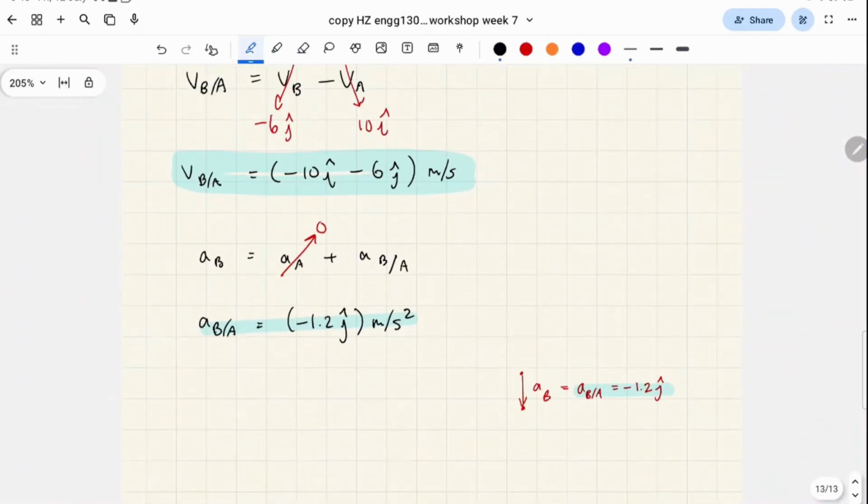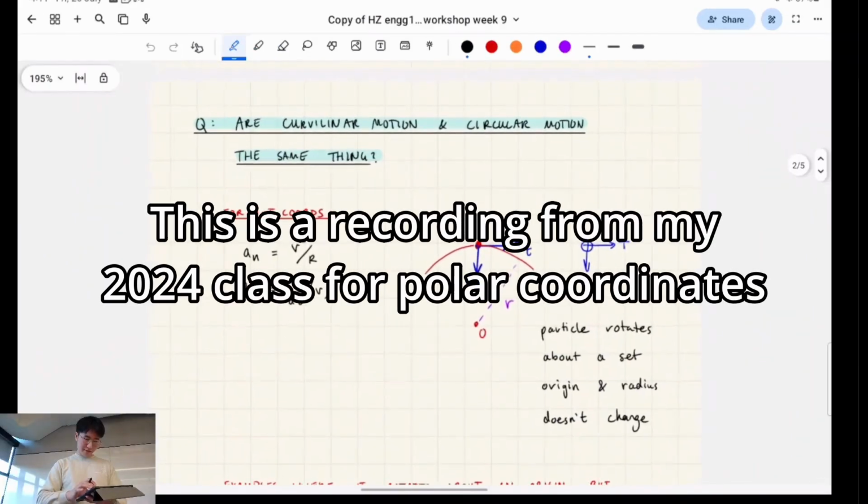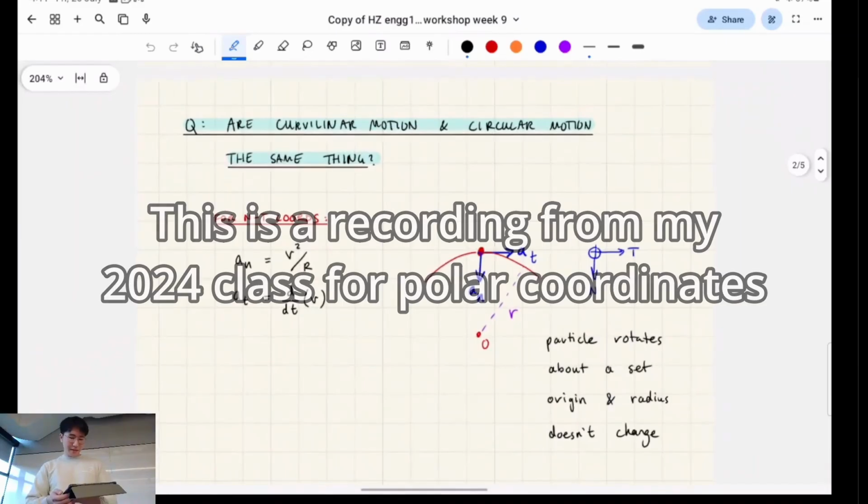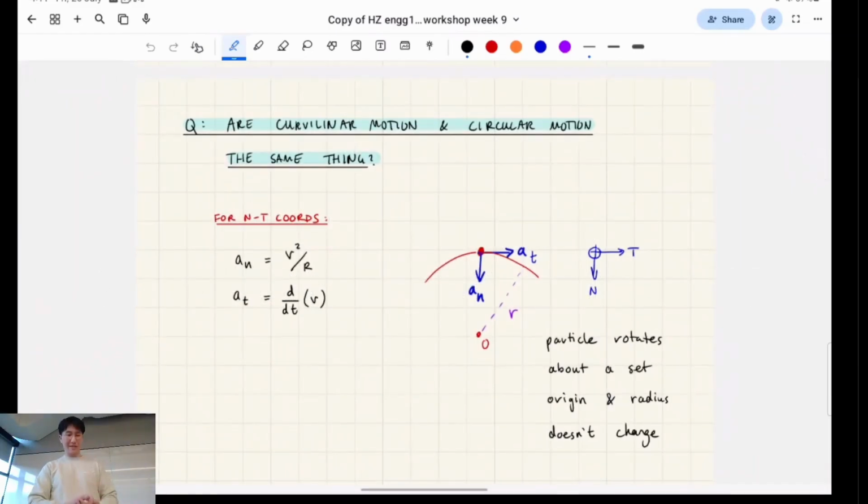Does anyone have any questions? Okay, firstly, let's talk about why we need them. I've heard people say curvilinear motion and circular motion interchangeably, which for these formulas using NT coordinates are essentially the same thing, because circular motion is essentially a subset of curvilinear motion, right? It's where you have an origin and a set radius about that origin, and that's how your particle is moving through space, right?